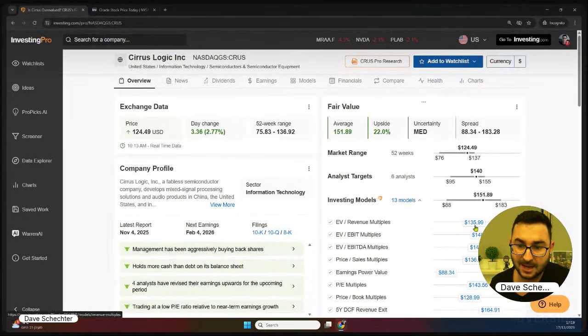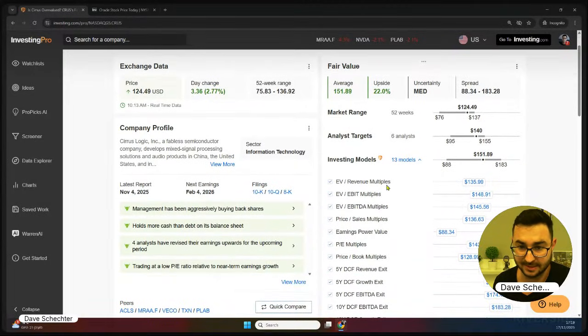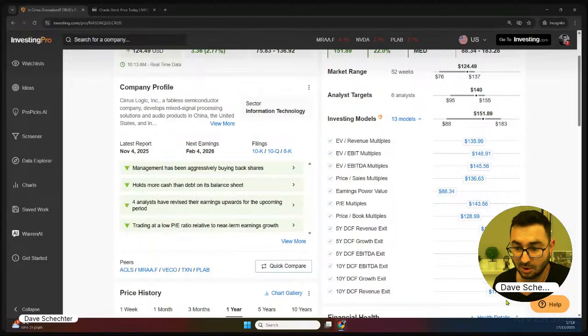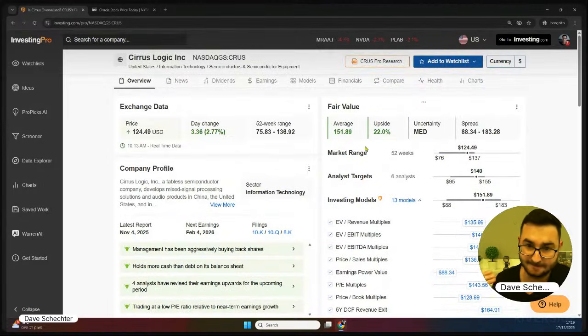We then apply a fair value price of what we believe, according to the company's book of business, this fair value price should be according to this specific metric. We then roll all of these estimates up into one estimate of fair value. And in this particular case, we can see that according to Cirrus Logic's book of business, our system has appraised it as worth $151.89 in comparison to its current market price of $124.49, which gives it a 22% upside. The uncertainty in these models is a medium risk, and here is the 52-week spread.